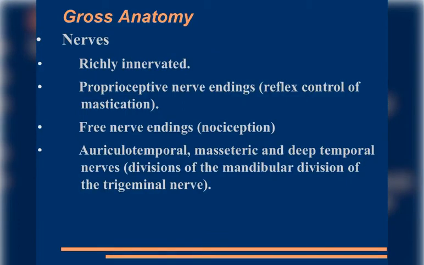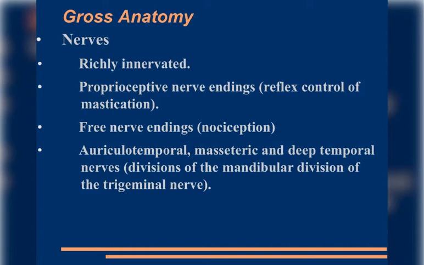Okay. The innervation of the temporomandibular joint. The temporomandibular joint is considered richly innervated. Some of these nerves are involved in proprioception, which means mechanical sensation or pressure sensation. And other nerve endings are involved in nociception, which means pain sensation. Proprioceptive nerve endings are involved in reflex control of mastication.